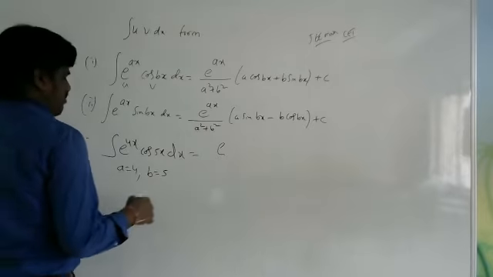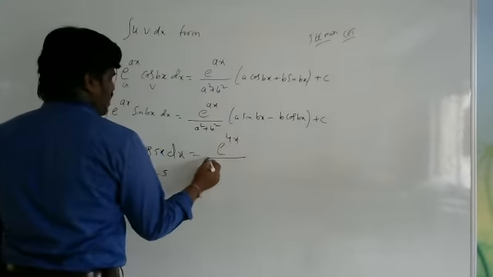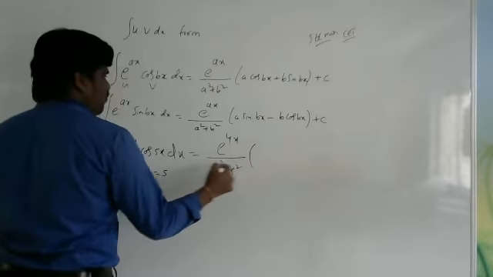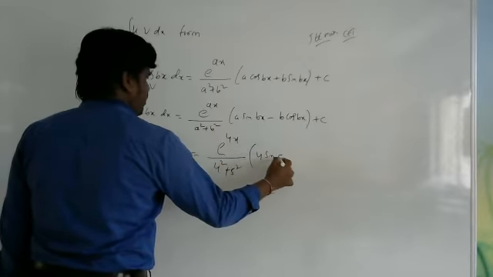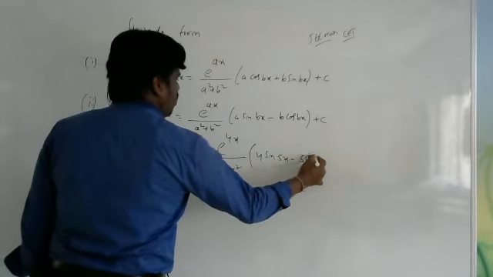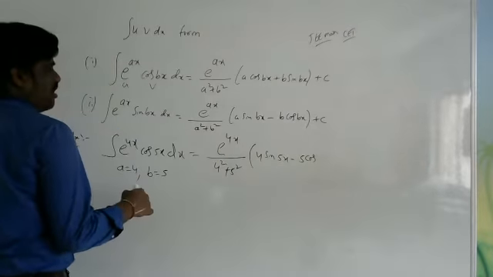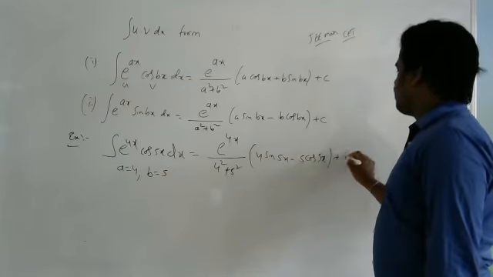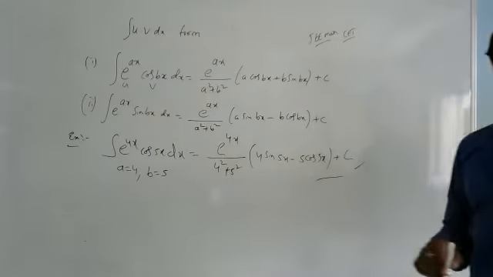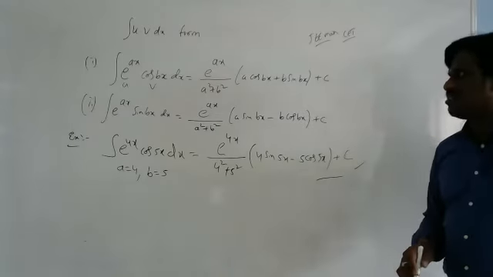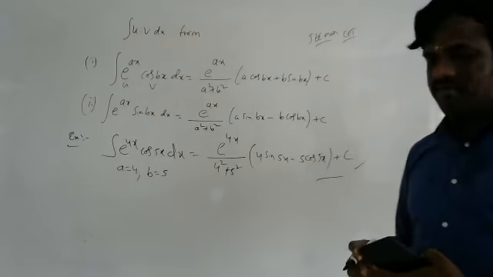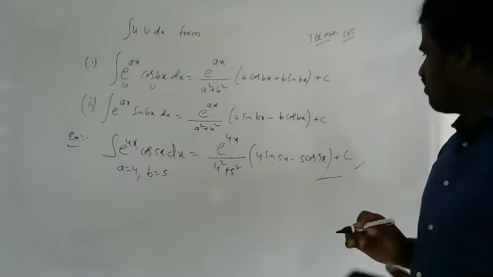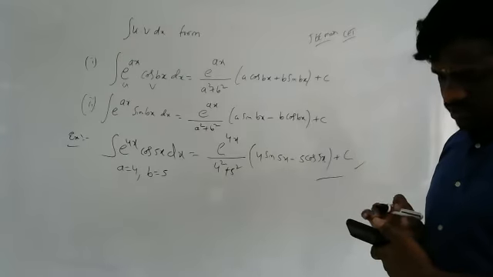So e to the power of 4x divided by 4 square plus 5 square, a means here 4, 4 sin 5x minus 5 cos 5x plus c will be the answer. So this is the way, very simply in one step we can solve it. So you have to remember these formulas. If you remember these formulas, you are going to get the answers.